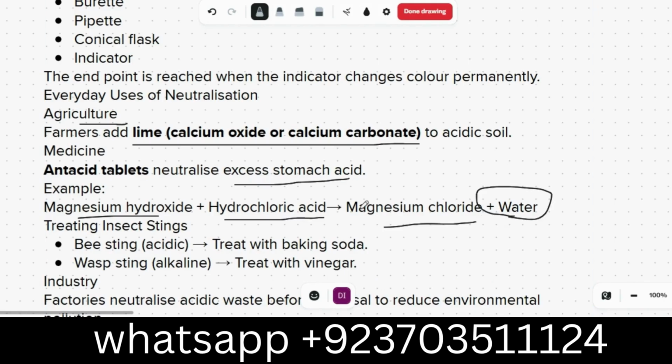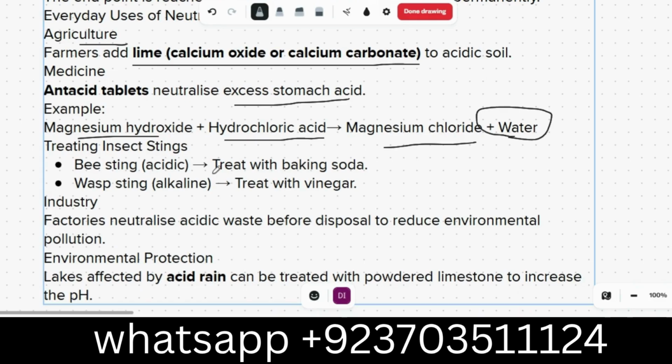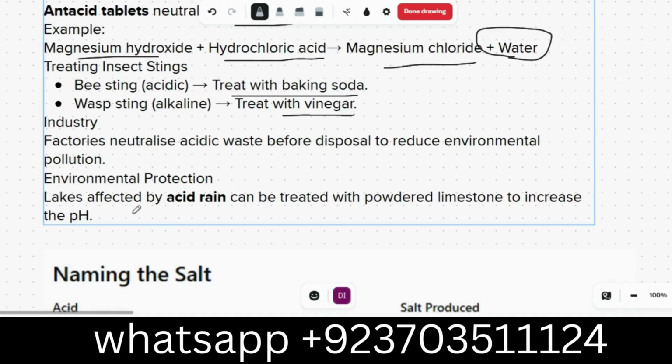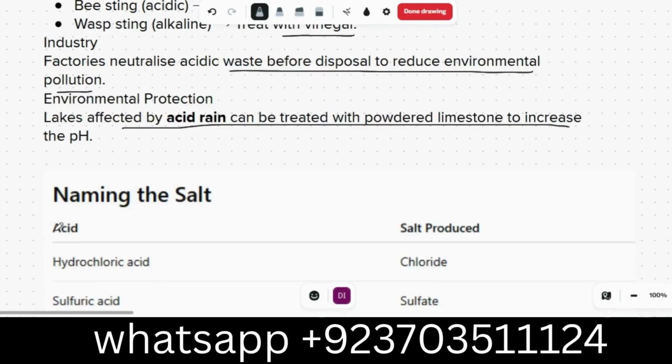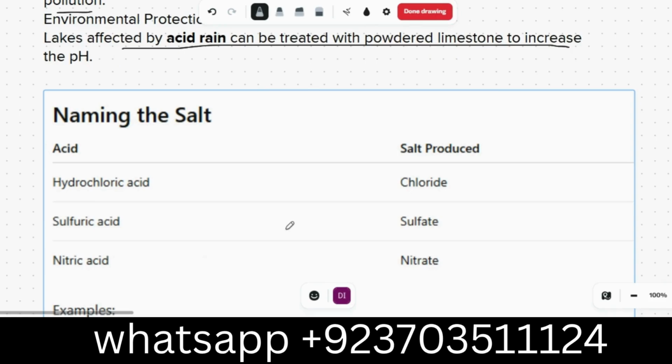Okay, a bee sting is acidic, so we treat it with baking soda. Okay, a wasp sting is alkaline, we treat it with vinegar. Factories neutralize acidic waste before disposal to reduce environmental pollution. Okay, lakes affected by acid rain can be treated with powdered limestone to increase the pH. We have seen that we put limestone in the lake, so the pH can be controlled.